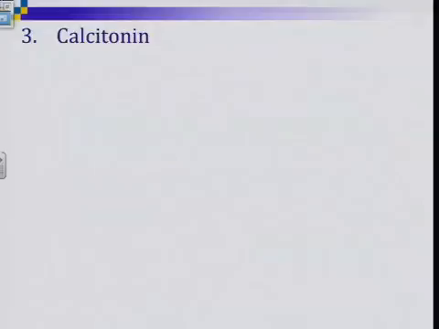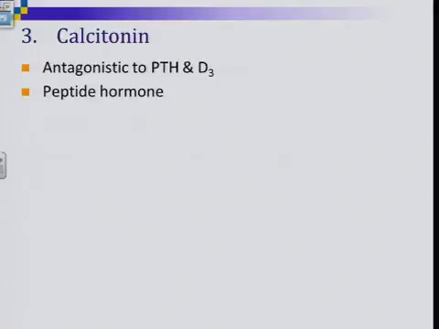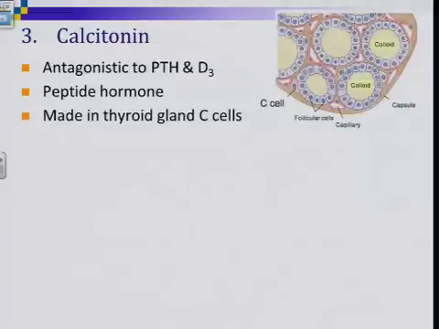The third hormone is calcitonin. Okay. So this is the hormone that's antagonistic to parathyroid hormone and 1,25-hydroxy D3. It's a peptide hormone, and it's made in the thyroid gland C cells. Okay. So go back to our thyroid here, and there is the C cell out here, next to the follicular cells, and that's where calcitonin is made.